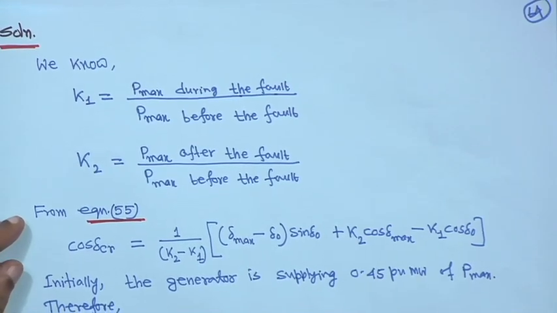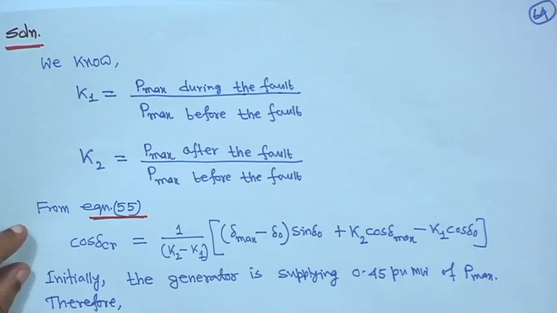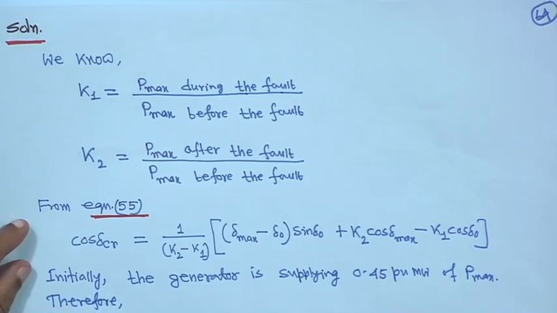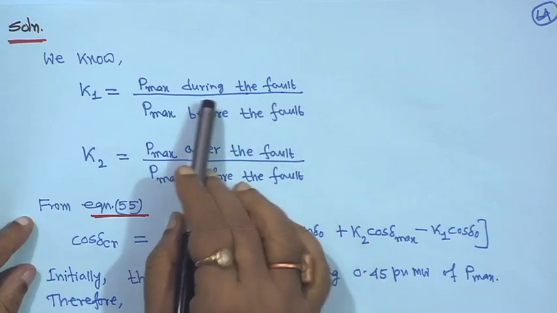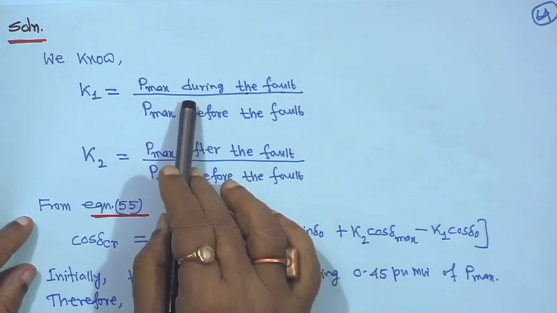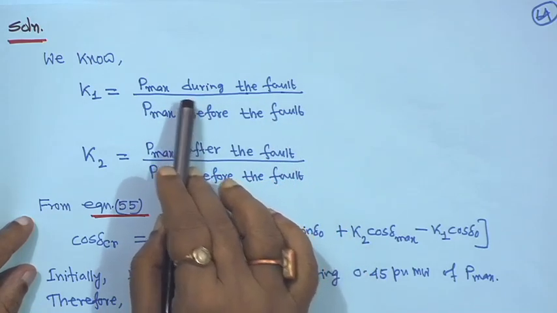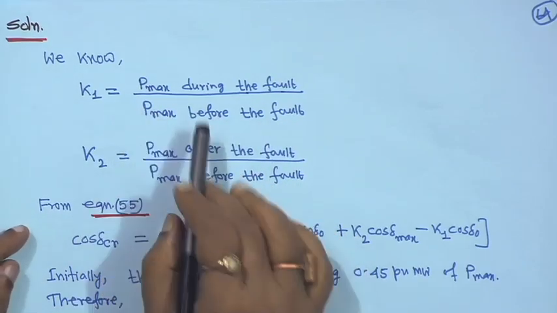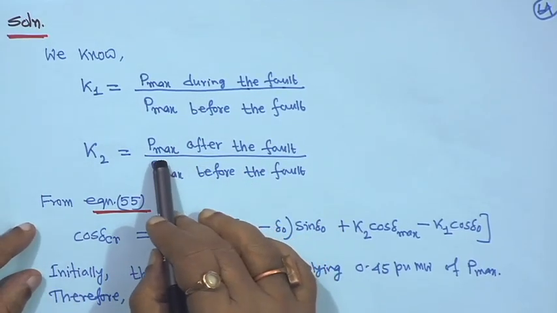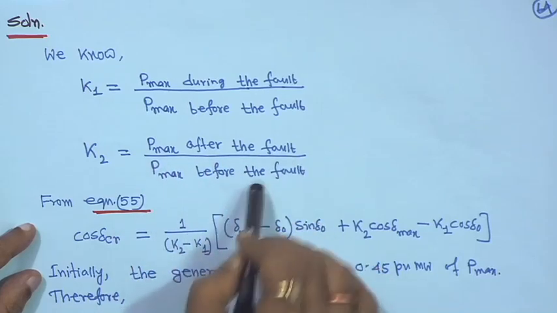Curve B we have taken is k1 times P max sin delta. So k1 is the ratio of P max during the fault to P max before the fault, and k2 is equal to P max after the fault divided by P max before the fault.